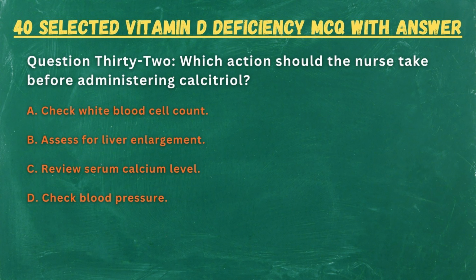Question 32. Which action should the nurse take before administering calcitriol? A. Check white blood cell count. B. Assess for liver enlargement. C. Review serum calcium level. D. Check blood pressure.